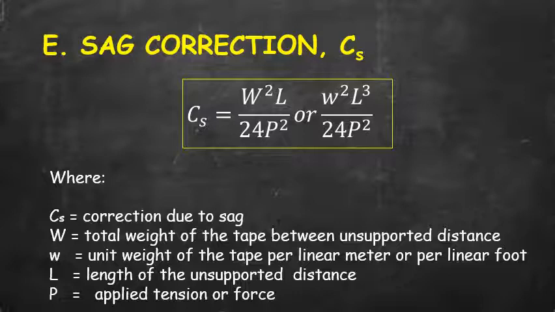Small w, we have here the unit weight of the tape per linear meter or linear feet. Ito yung weight ng tape na isang meter. 1 meter, ano yung weight ng tape in a 1 meter. L, that is the length of unsupported distance. And your P, ito yung applied tension or applied force para maging straight ang ating tape.